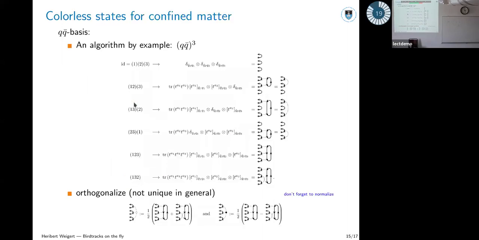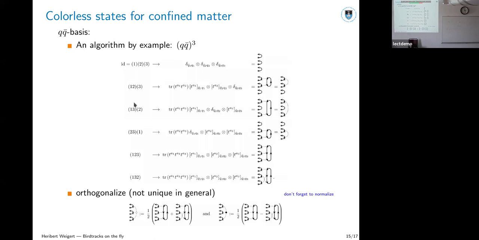Right. I need one other thing here. Another way of making useful birdtracks. And here I'm showing you an algorithm to turn group elements into color singlet states directly. The algorithm is best explained in an example. So here I'm lining up, in general, n Q Q-bar pairs. I take the group elements of S_n and turn them into color neutral sets.